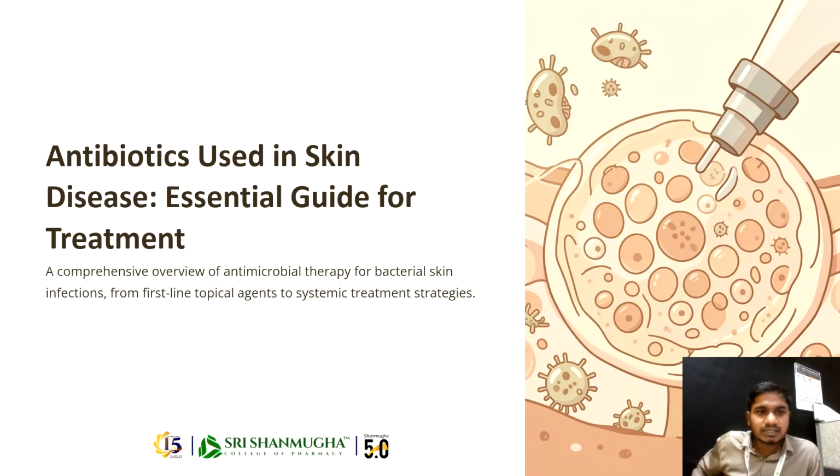First of all, antibiotics used in skin disease: an essential guide for treatment. A comprehensive overview of antimicrobial therapy for bacterial skin infection, from first-line topical agents to systemic treatment strategies. Antimicrobial therapy means therapy against any microorganism: bacteria, virus, fungi. It is mainly used for bacterial skin infection. Topical agent means any ointment or cream. These are the topical agents.